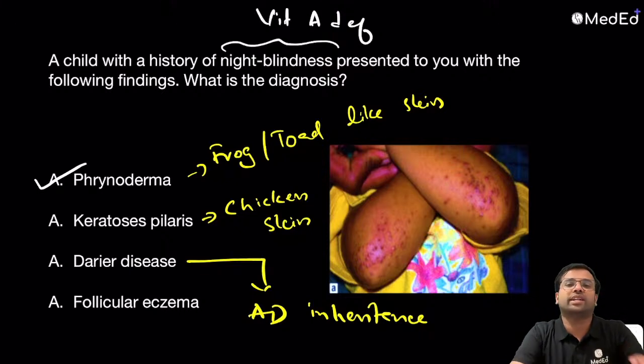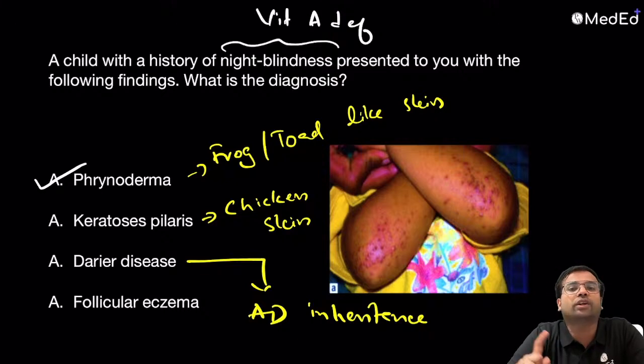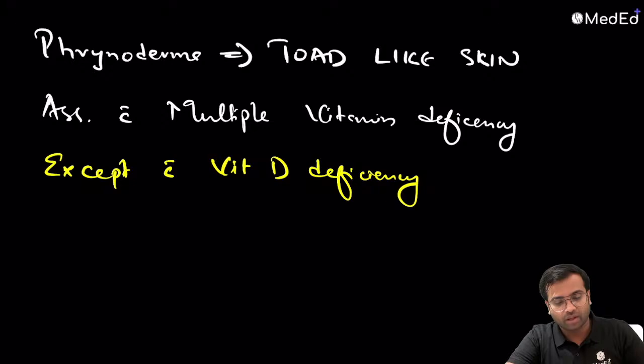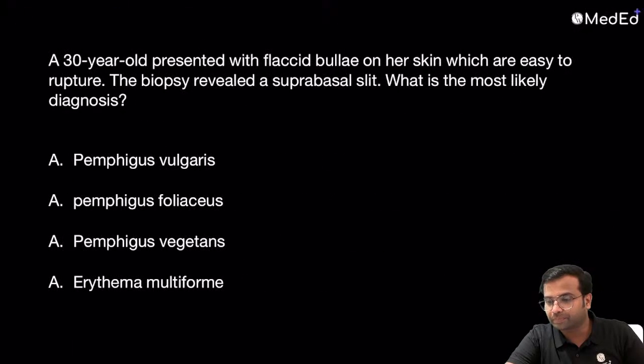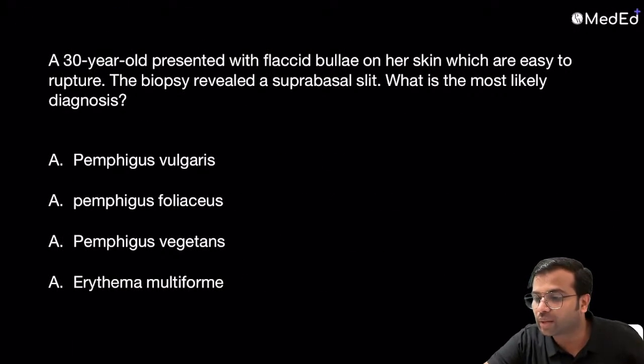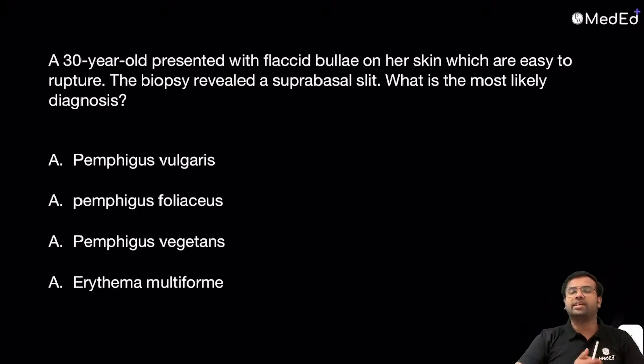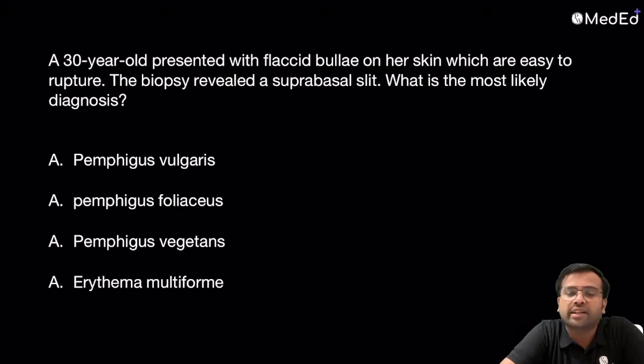So whenever you get any question from nutritional deficiency, remember that all the vitamin deficiencies can be associated with a frog or toad-like skin, which is called phrinoderma. So shall we move to the next one? With your permission, I'm just moving to the next one. Excellent, Avinash. Hailey is also one of the other inherited diseases.